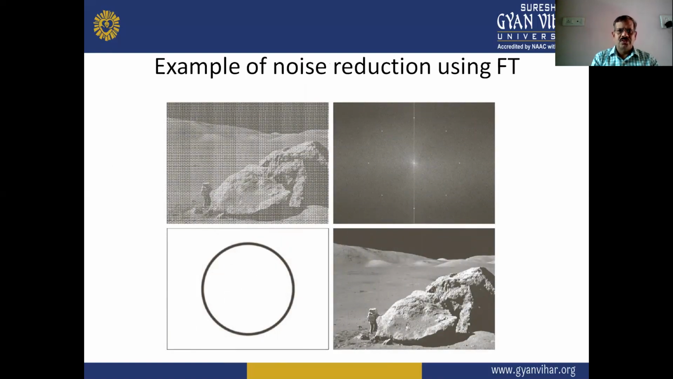So this is an example of noise reduction by using the Fourier transform. In the first picture, the image is not clear due to the noise, but in the last picture the noise has been reduced by using the FT. So this picture is clear as compared to the first picture. So this is the application of the FT in noise reduction.